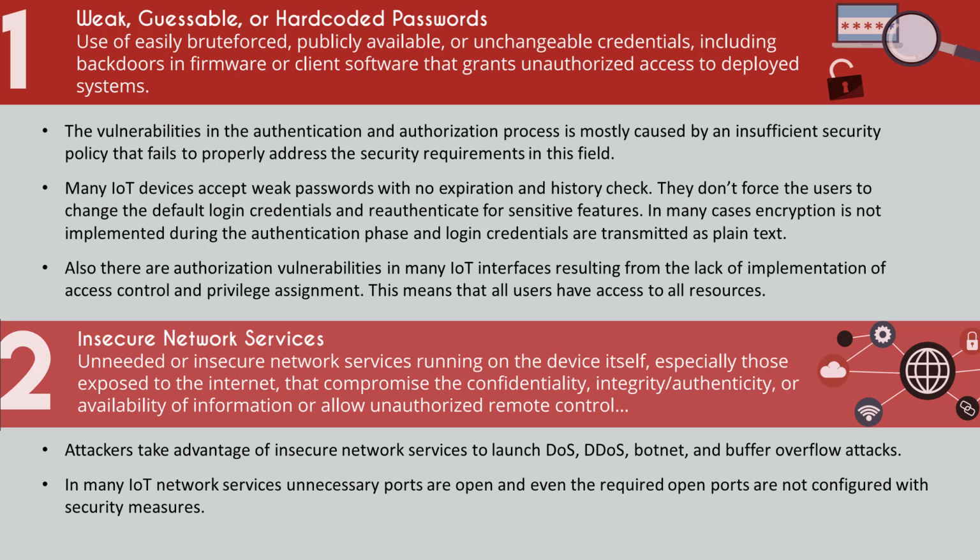The next one is insecure network services. We have seen that some of the IoT devices are not secure, especially in the communication between devices. Sometimes they send information in plain text without encrypting. Sometimes they run different services that are not even essential for the IoT device and make them accessible over the internet.